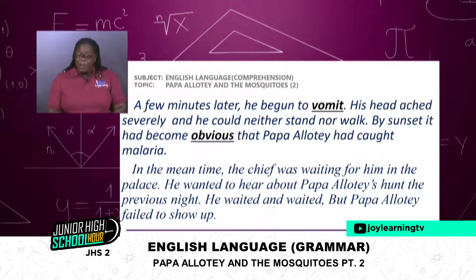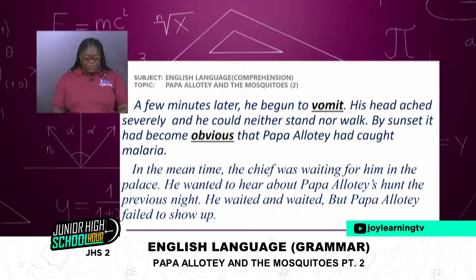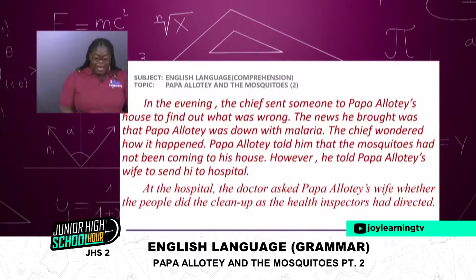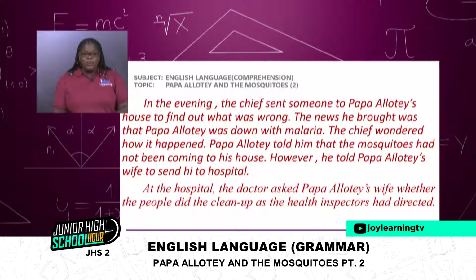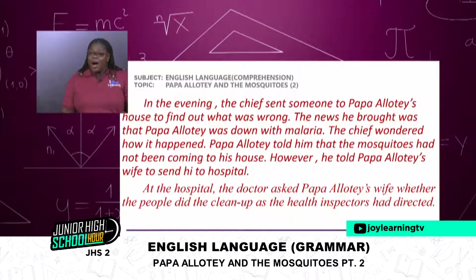In the meantime, the chief was waiting for him in the palace. He wanted to hear about Papalo's hunt the previous night. He waited and waited, but Papalo failed to show up. In the evening, the chief sent someone to Papalo's house to find out what was wrong. The news he brought was that Papalo was down with malaria. The chief wondered how it happened. Papalo told him that the mosquitoes had not been coming to his house. However, he told Papalo's wife to send him to the hospital. Now, at the hospital, the doctor asked Papalo's wife whether the people did the cleanup as the health inspectors had directed.